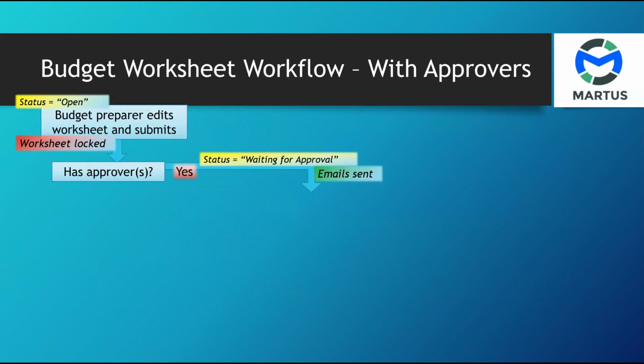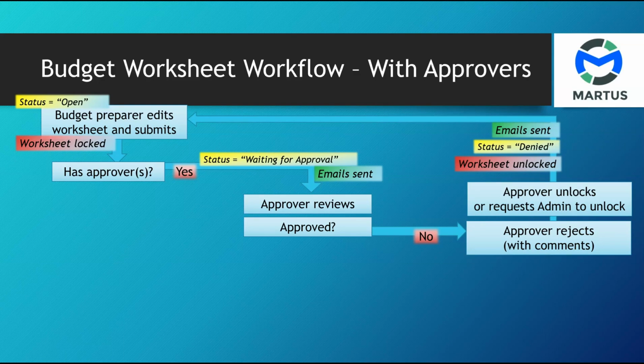If the budget worksheet does have at least one assigned approver, the process is more complex. You'll also notice that emails are automatically generated at each step in the process. When a budget is submitted, the status is switched to Waiting for Approval. When the approver reviews this budget worksheet, they can choose to reject it. This sets the status to Denied.